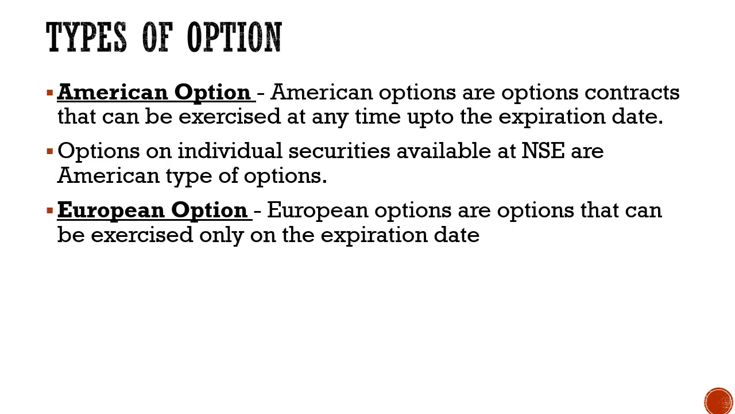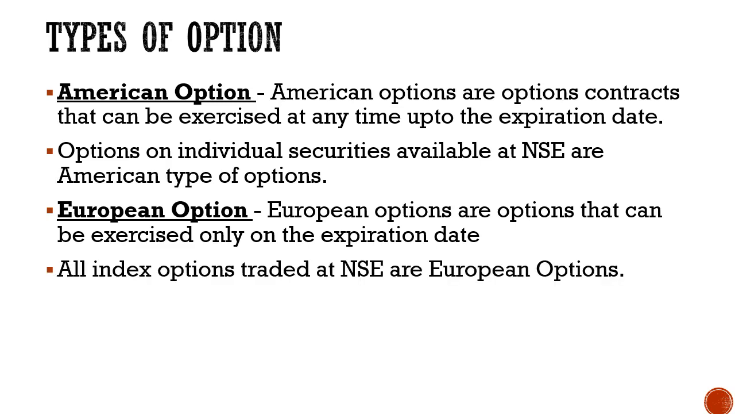The next was the European option. Now, European options are options that can be exercised only on the expiration date. So only on the expiration date, that is on the future date, European options can be exercised, unlike the American option, which can be exercised any time up to the expiration date. Now all the index options traded at NSE are European options.